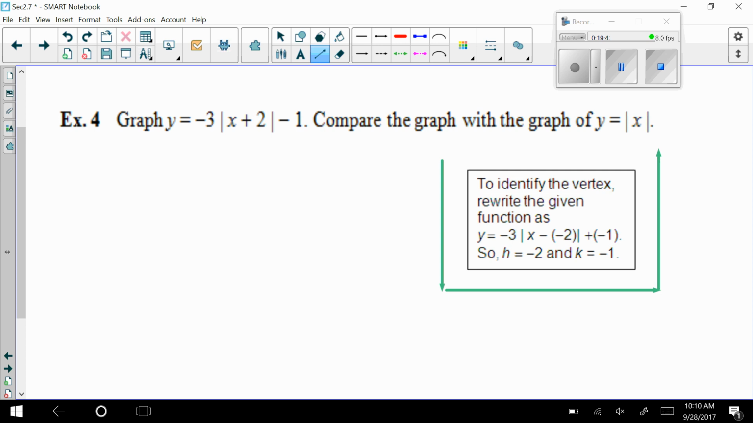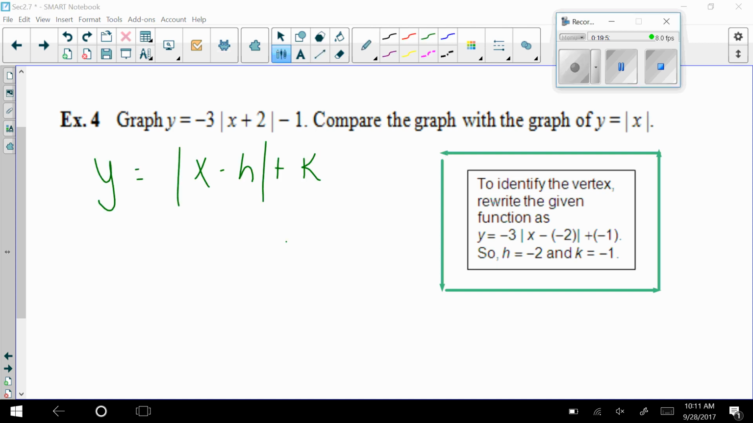You can rewrite the function so that you follow the rules of the absolute value of x minus h plus k. So here you can see that we rewrote the function y equals -3 times the absolute value of x minus -2 plus -1. So we know that the vertex is -2, -1, where h is -2 and k is -1.